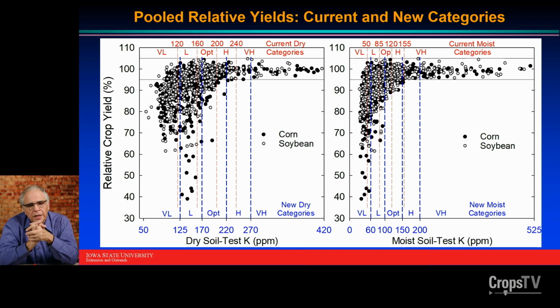You see there that there is very little change for the border between the very low and the low, or for the low and the optimum, but we really increase a lot the upper boundary for the optimum class, for the reasons that I explained before, for both tests, for the dry and for the moist test, okay?